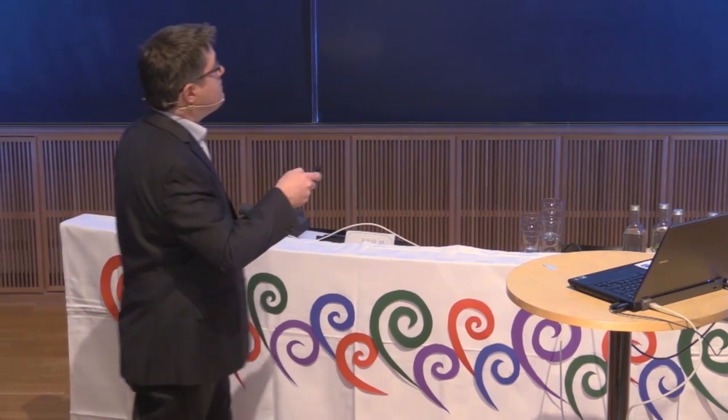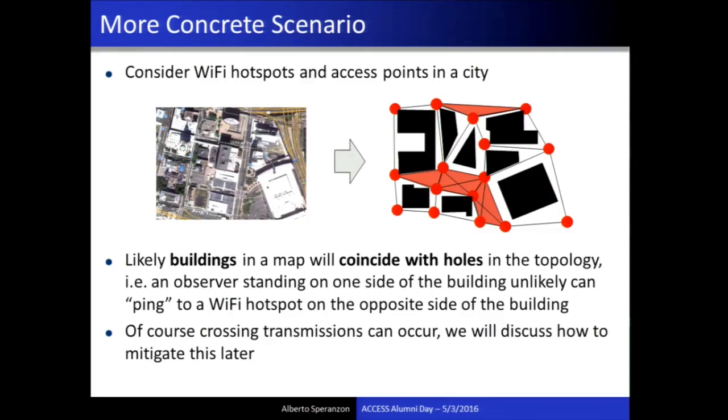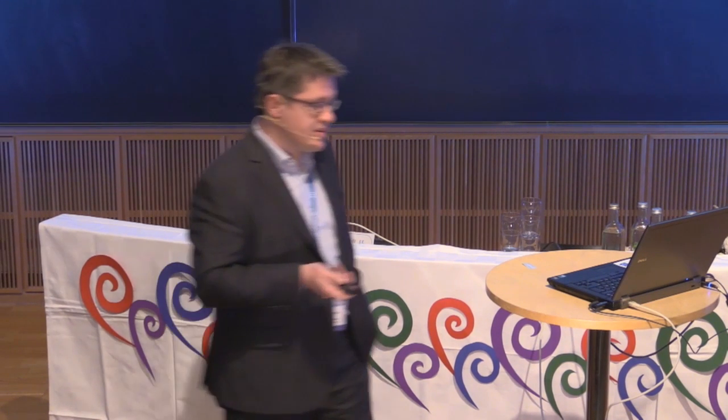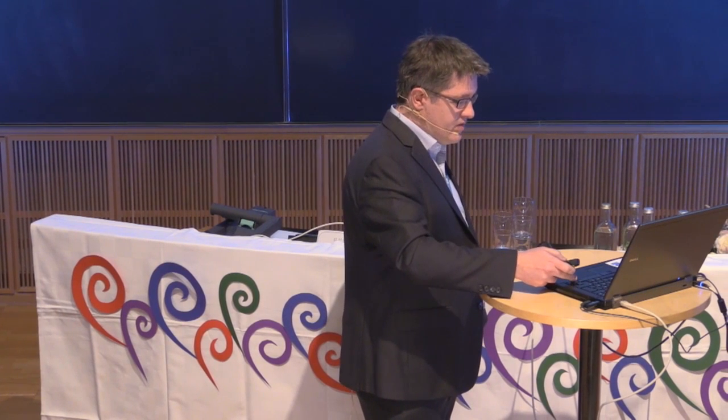But for now, let's just make this simple assumption that if I am on one side of the building, it's most likely that I will not be able to see anything on this side. So you get a simplicial complex representation where the holes in the simplicial complex actually are the buildings, and the buildings are the holes. So the question is, how can I use this to do something intelligent?